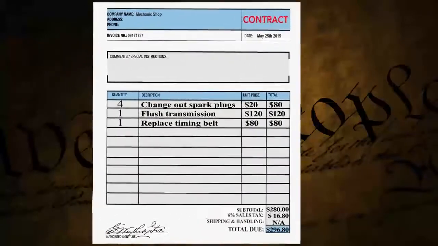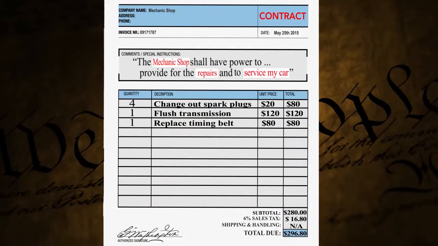So we're going to stick that general welfare clause up in the contract. We're going to look at that contract again. And here's where we stick it. Okay? The mechanic shop shall have power to provide for the repairs and to service my car. Obviously, it's talking about those things that are listed in the contract. And it's true. It does say do repairs and service my car, but he can't do any repair or service the car in any way he wants to. It's only in relation to those things that are listed.